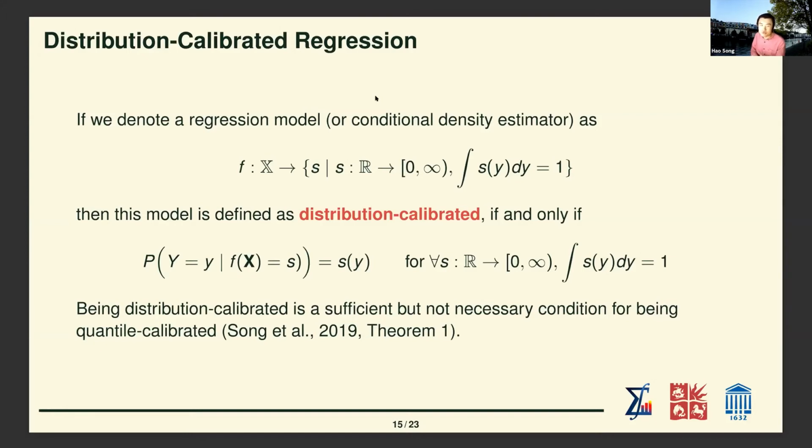We can actually prove a theorem, as in the paper's Theorem 1: being distribution calibrated is a sufficient but not necessary condition for being quantile calibrated. In the same manner, if you have a true multi-class calibrated model, it is always class-wise calibrated and also always confidence calibrated, but not vice versa. So if you have a distribution calibrated model, it's always quantile calibrated and not vice versa. And the next slide.